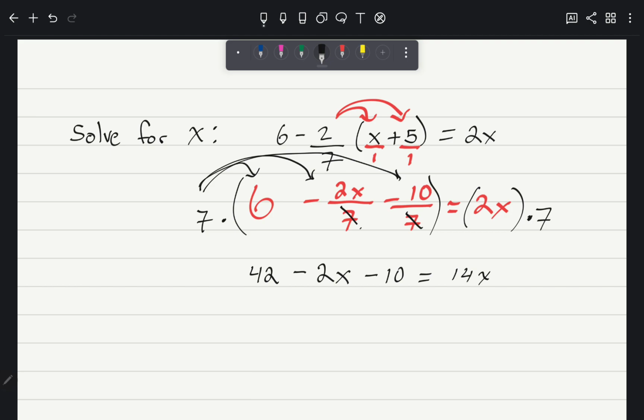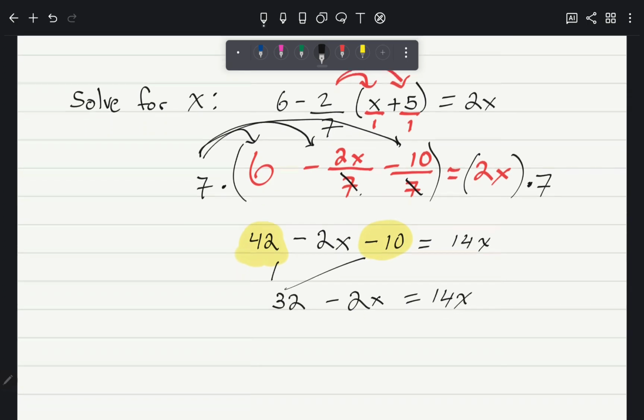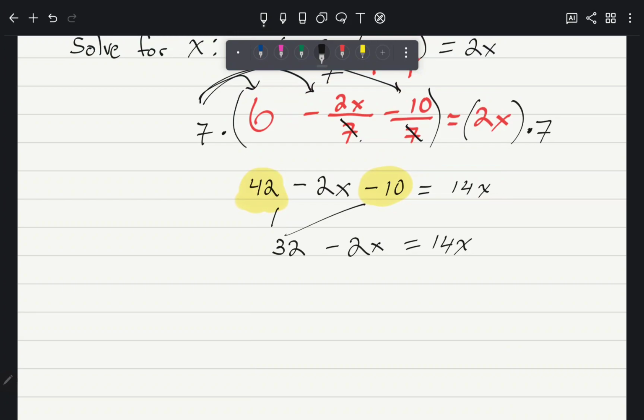So something that I see here is that we actually have like terms. I have 42 and negative 10, so I can combine these, and these here will become 42 minus 10 is 32. I bring down the minus 2x equals 14x. Okay, now I want to get all my x's together. I don't have them all together.